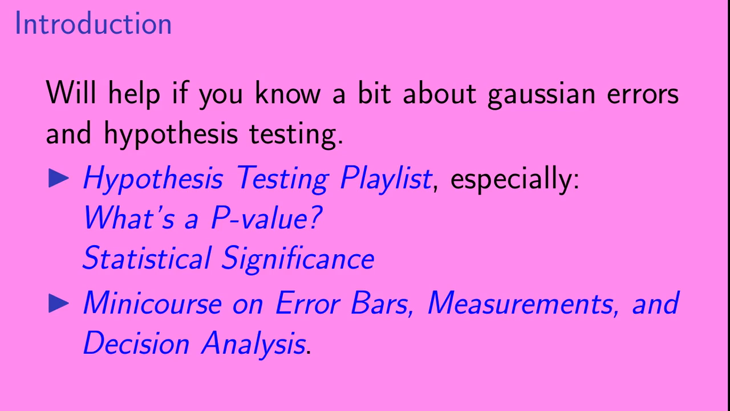Okay, so for this video, it will help if you know a bit about Gaussian errors and hypothesis testing. But we'll try to explain things as necessary as we go. Nonetheless, after this video, you might want to check out the hypothesis testing playlist, especially the videos called What's a P-Value and Statistical Significance. You might also want to take a look at the playlist Minicourse on error bars, measurements, and decision analysis.